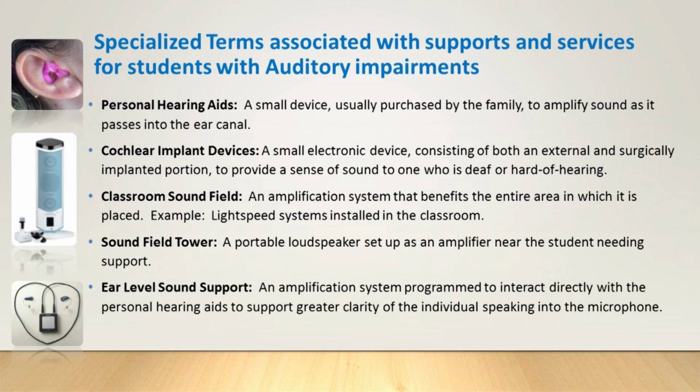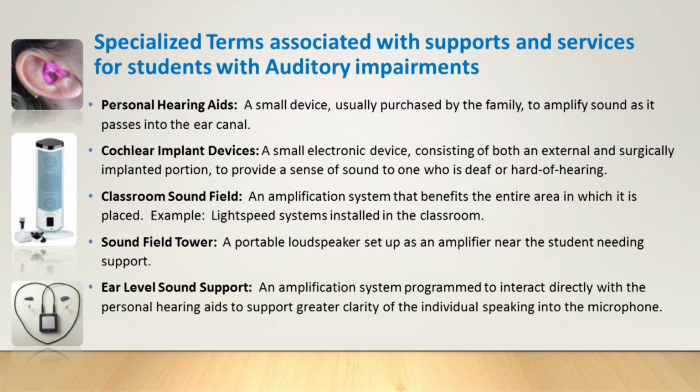A classroom sound field is an amplification system that benefits the entire area in which it is placed. An example in our district is the Lightspeed system that is installed in many of our classrooms. A sound field tower is a portable loudspeaker set up as an amplifier near the student needing support. Ear-level sound support is an amplification system programmed to interact directly with the personal hearing aids to support greater clarity of the individual speaking into the microphone.